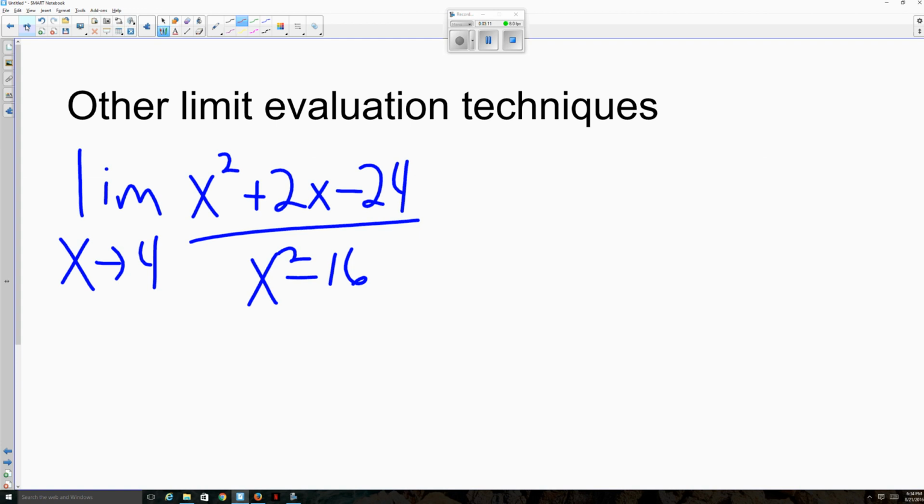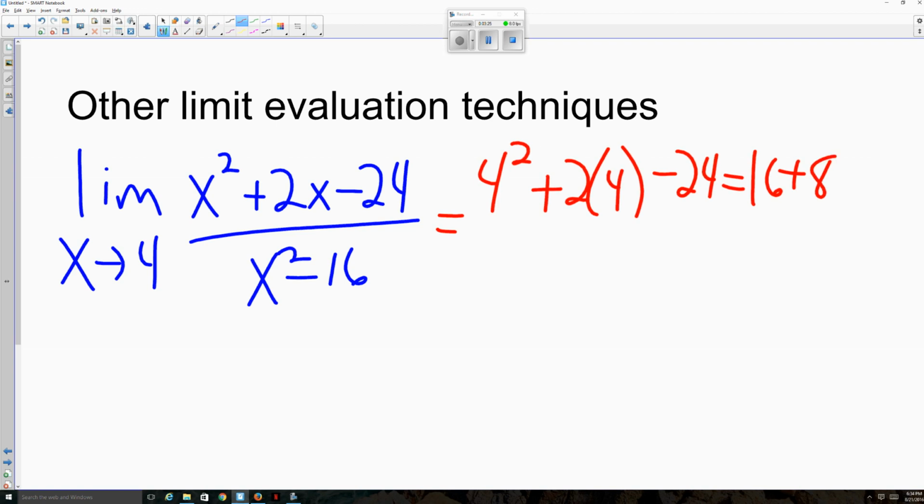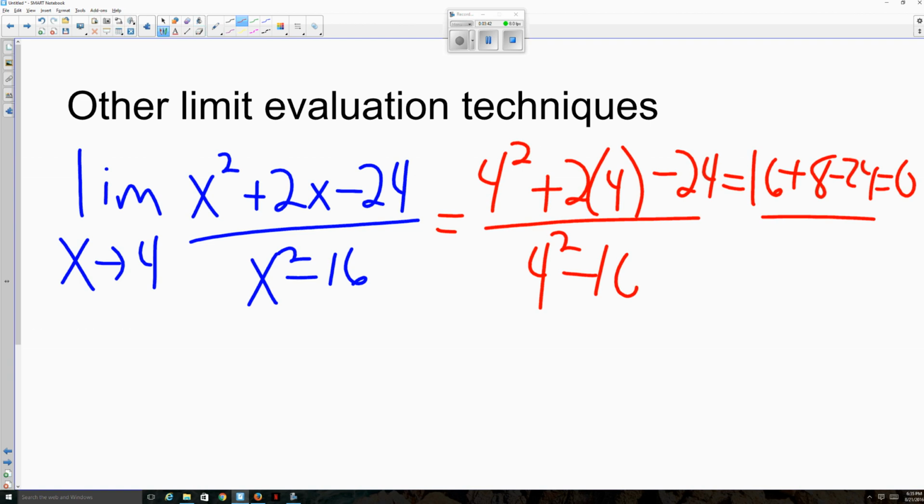All right, well, here we have a rational function. It's a fraction, so we're just going to plug the 4 in. So I'm going to have 4 squared plus 2 times 4 minus 24, which is 16 plus 8 minus 24. That equals 0. That's poorly written. And apparently there's not a break here between these two fractions, but there we go. We'll make the break. Okay. And so then we get 4 squared minus 16, and that's also equal to 0.